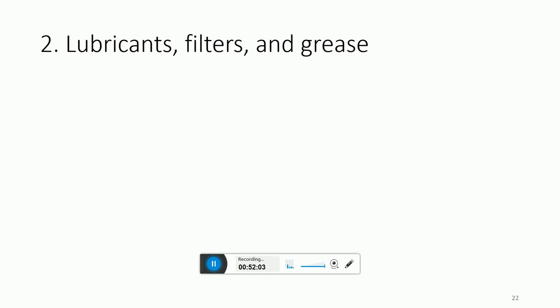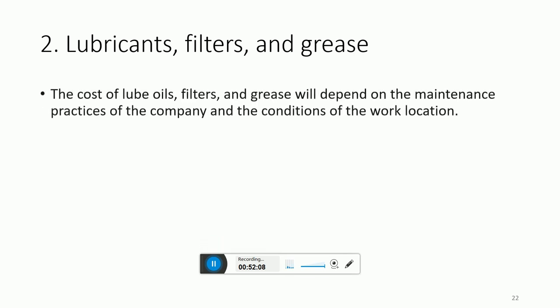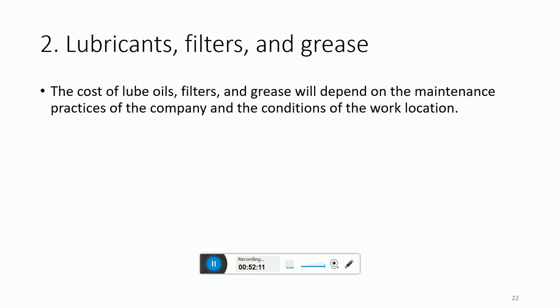So the second operating cost is lubricants, filters, and grease. The cost of lubricant oil, filters and grease will depend on the maintenance practices of the company and the condition of the work location. What are usually the practices of maintenance? Are they going to have maintenance after every project, or after every 3 months, or after every 6 months? So these filters, grease and lubricant oils depend on the maintenance practices of a company.